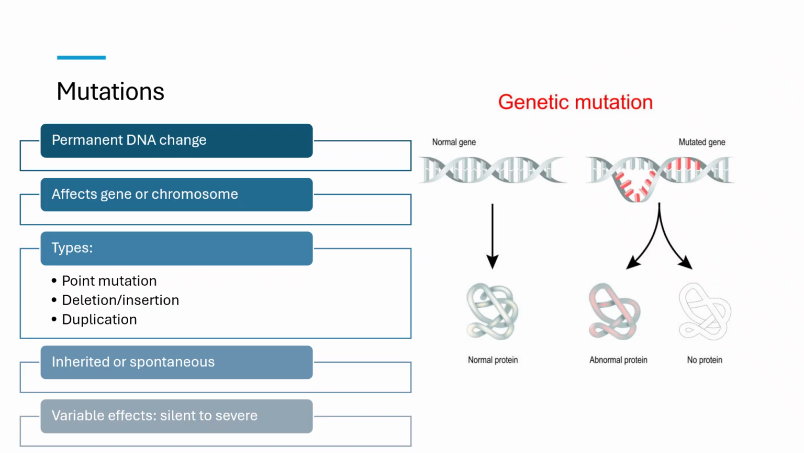A mutation is a permanent change in the DNA sequence. These changes can occur in a single gene or larger parts of a chromosome. Mutations come in several types, including point mutations, where just one DNA base is altered, deletions or insertions, where small pieces of DNA are lost or added, and duplications, where sections of DNA are copied. Mutations can happen spontaneously or be inherited from parents. Their effects vary widely. Some cause no change at all, while others can lead to serious genetic disorders. Understanding mutations is fundamental in genetics, especially when studying neonatal conditions.